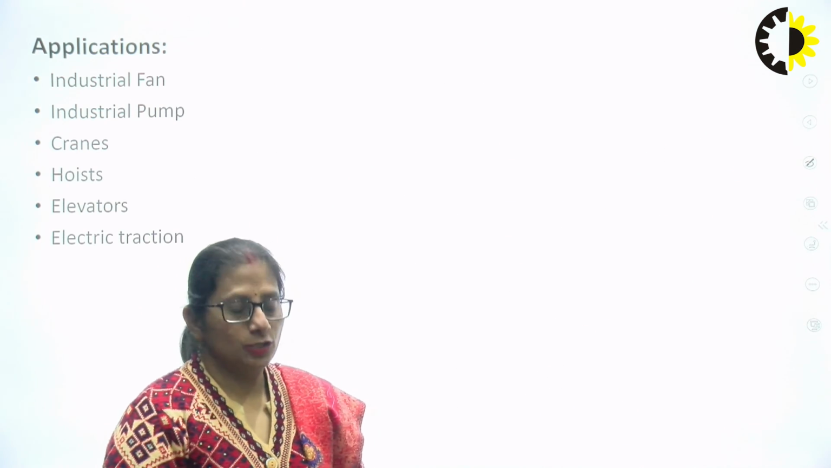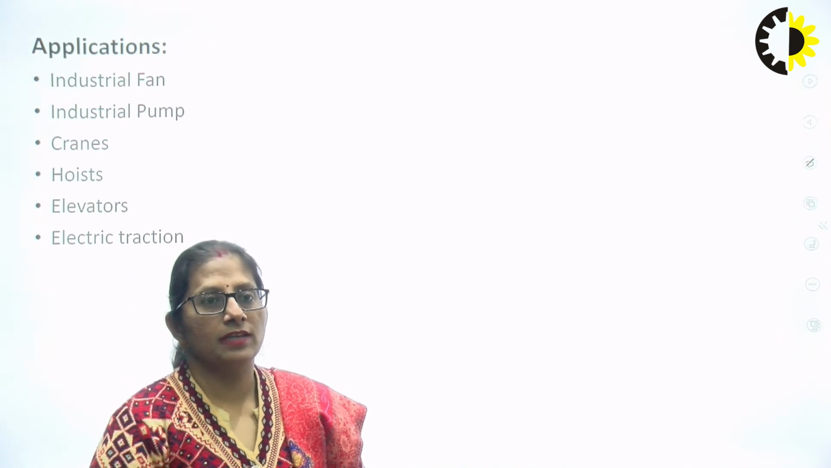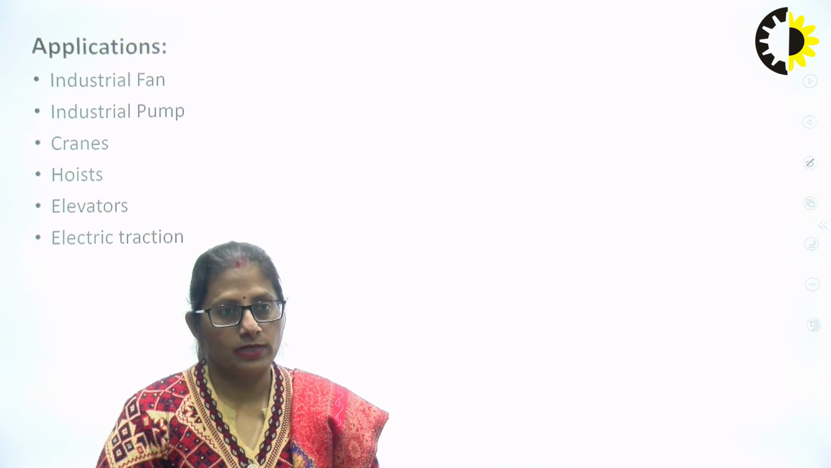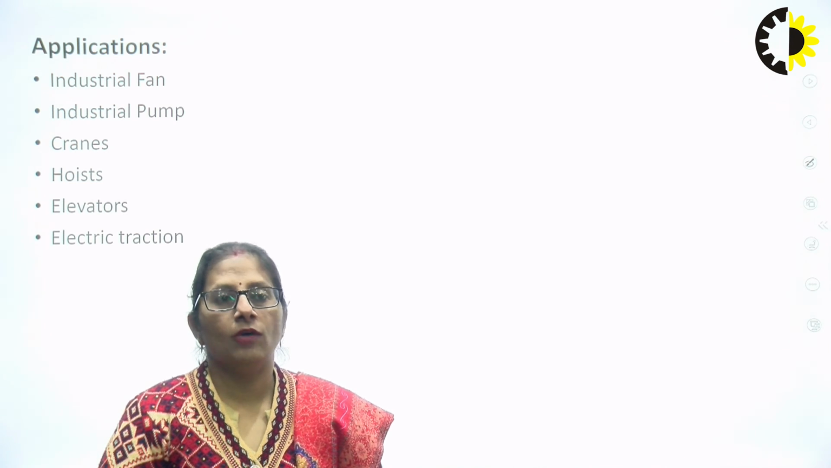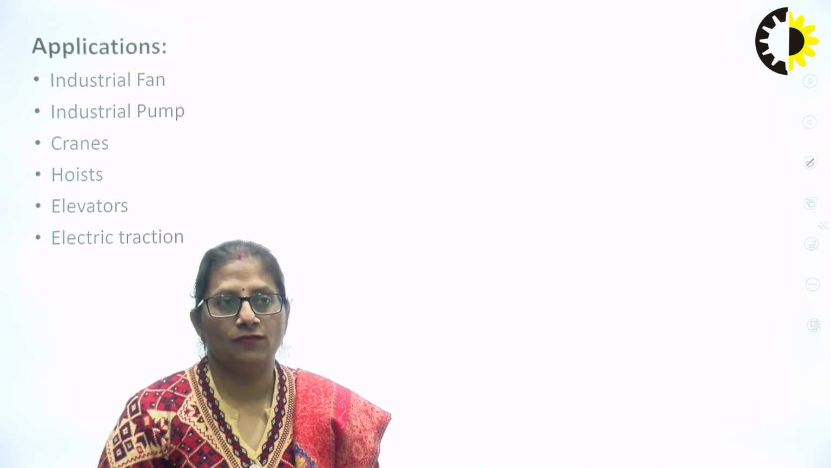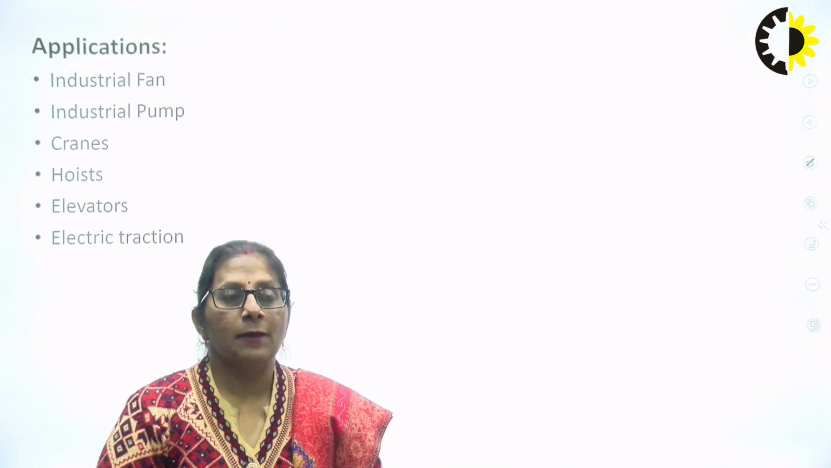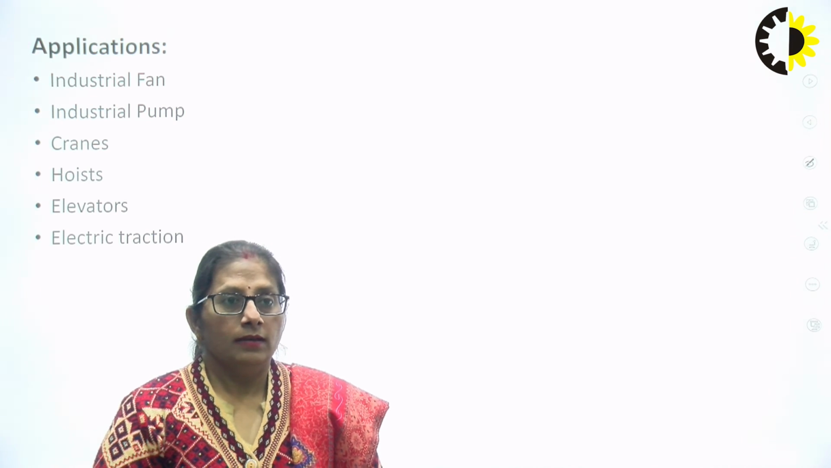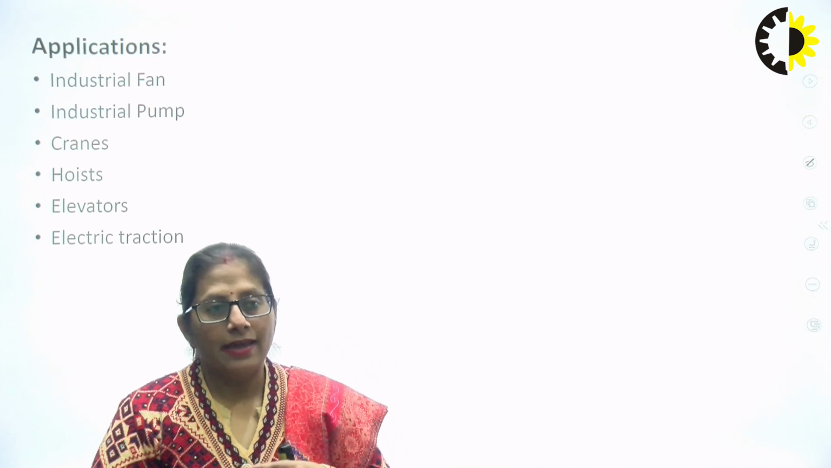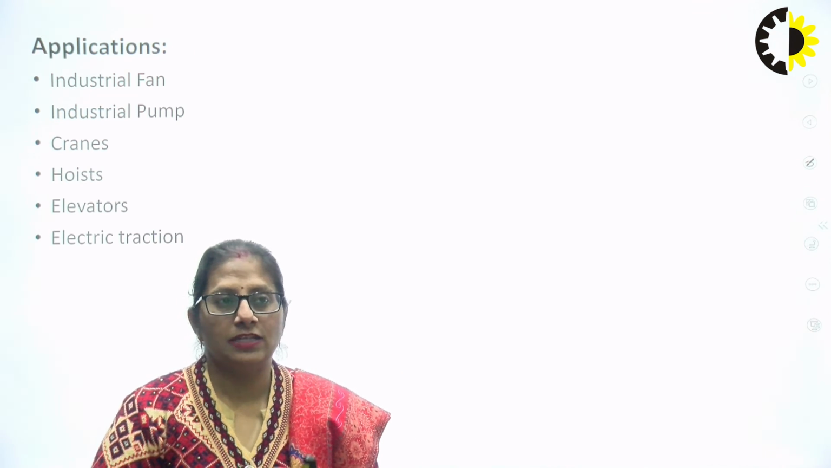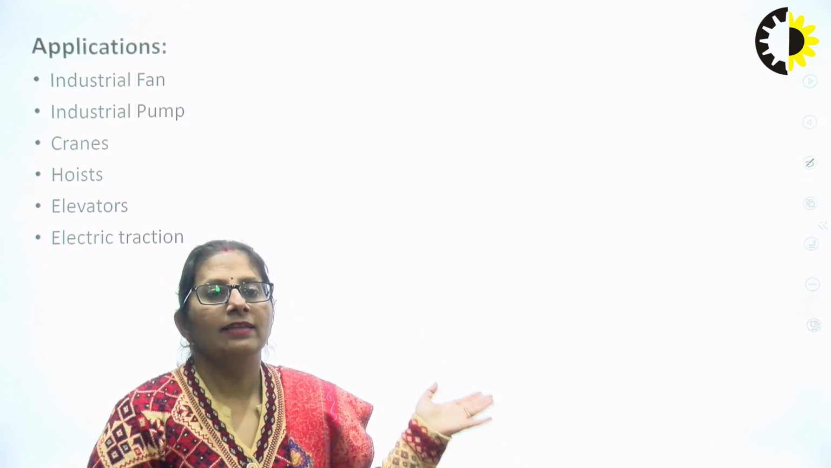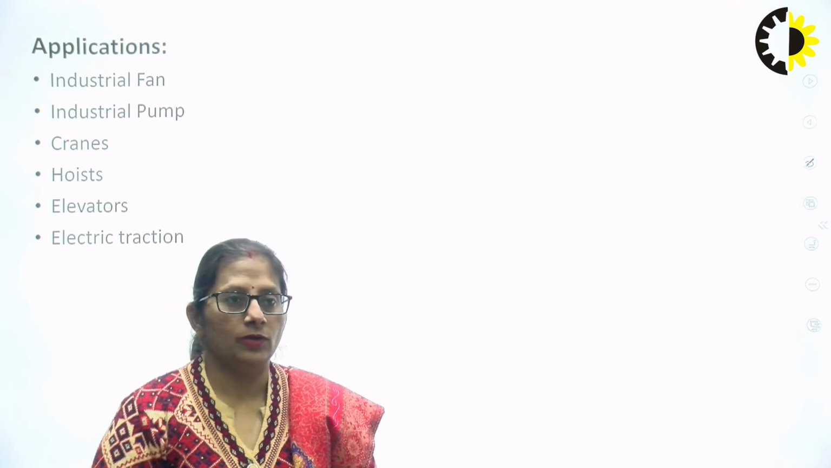Lastly, coming to the applications of the three-phase induction motor, that depends basically upon whether we are going for a slip ring induction motor or a squirrel cage. If it is a squirrel cage induction motor, obviously it will be used for medium or low starting torque applications, like industrial fans, pumps, compressors. When it comes to applications where we require higher starting torque, like cranes, hoists, elevators, electric traction, there we need to apply the slip ring induction motor or phase wound induction motor.